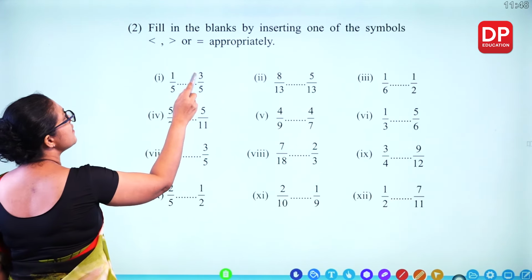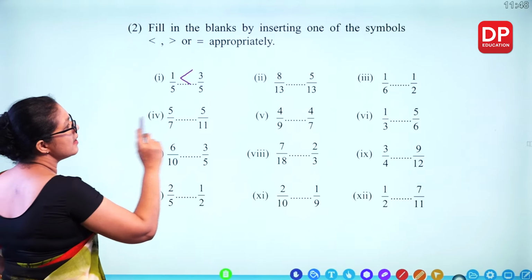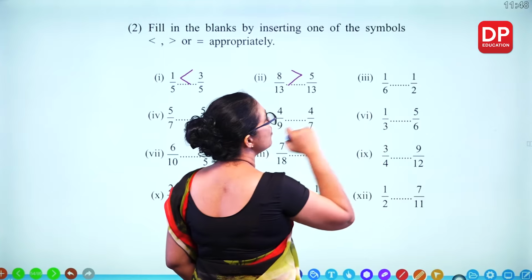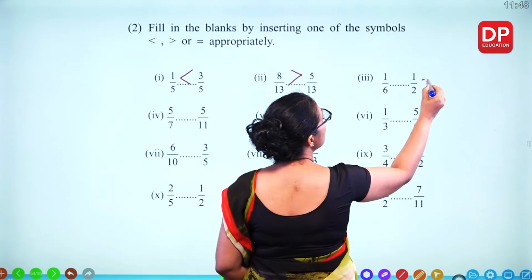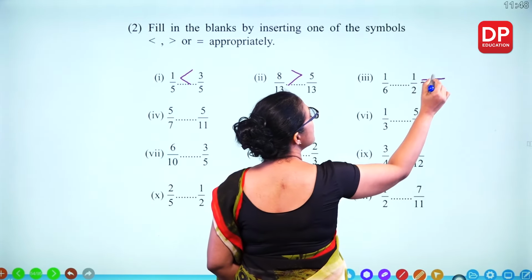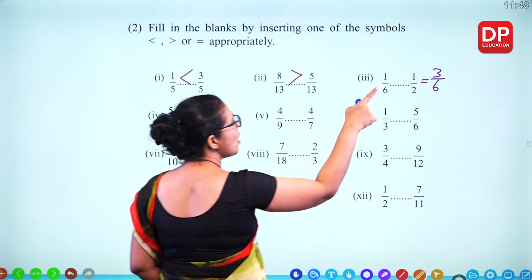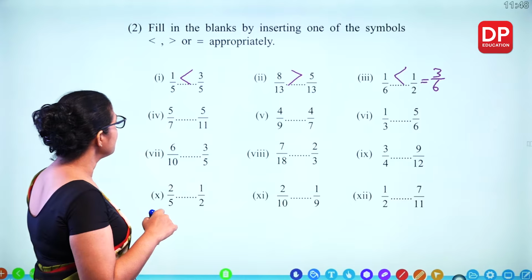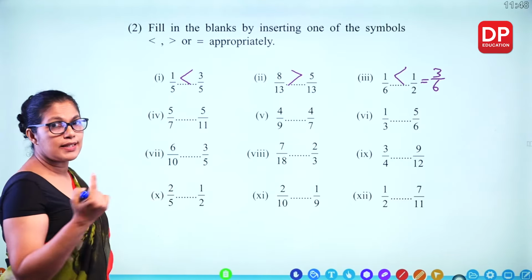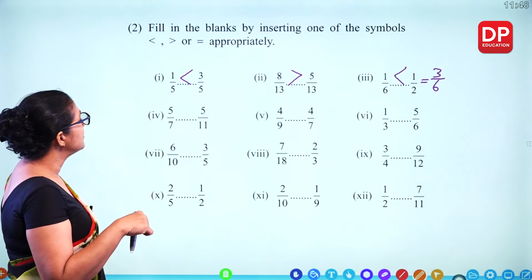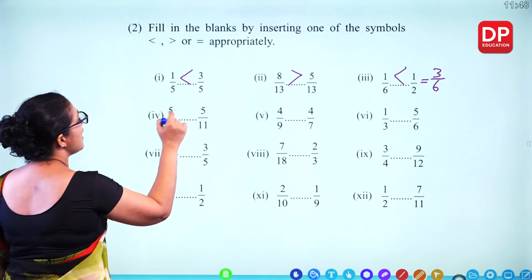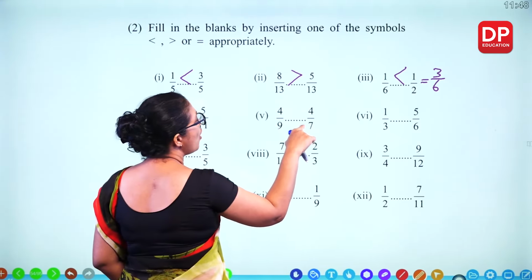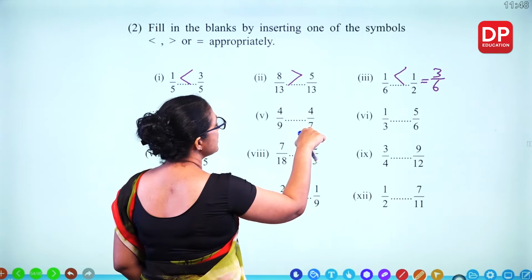Fill in the blanks by inserting one of the symbols greater, less or equal appropriately. Same denominator, 3 is bigger. So this is this side. Same denominator, 8 is bigger. Now you have to convert to the equivalent fraction. So this is 6, means 3 over 6. So now you can compare 3 and 1. That's bigger. Same numerator, so the smaller the denominator, the larger the value.